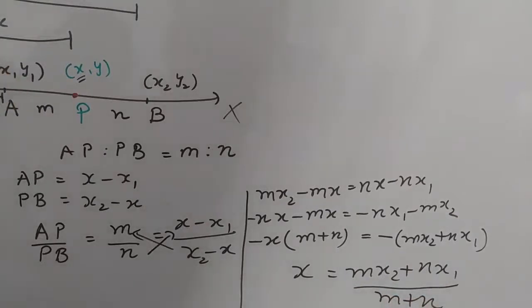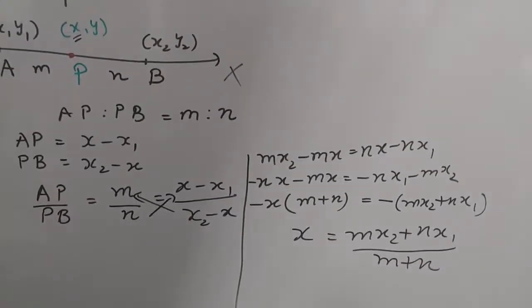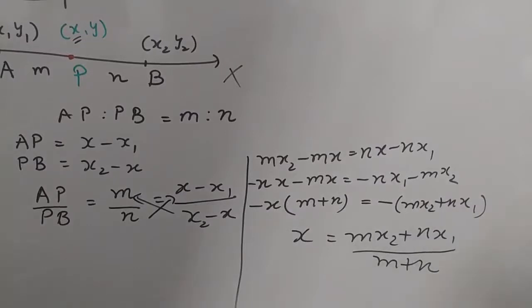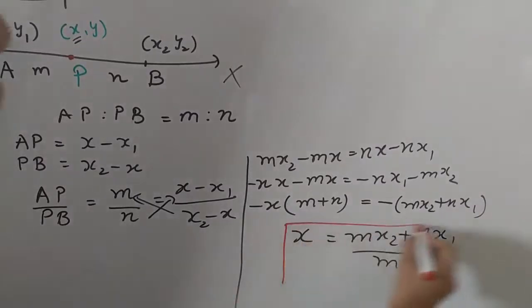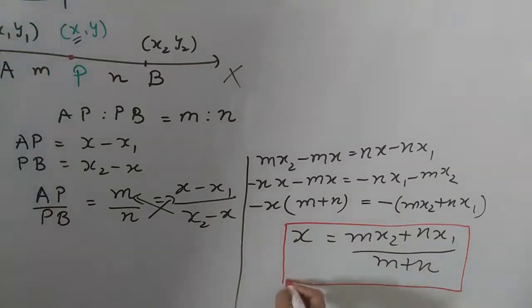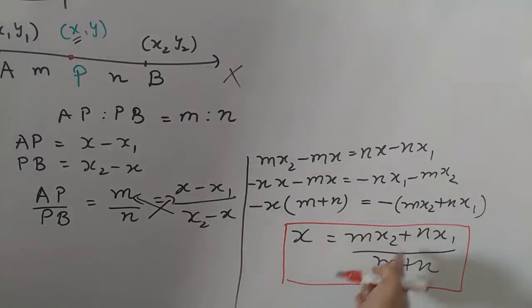So this is called the section formula, or you can say the division point of the x coordinate. This is one formula for you students which I have derived here, which is x is equal to mx2 plus nx1 upon m plus n. Now what are x1 and x2 here? x2 is the x coordinate of point B, x1 is the x coordinate of point A, and m and n are the ratios.